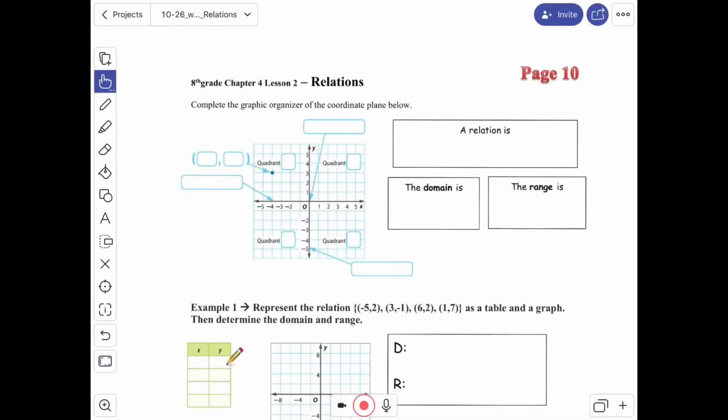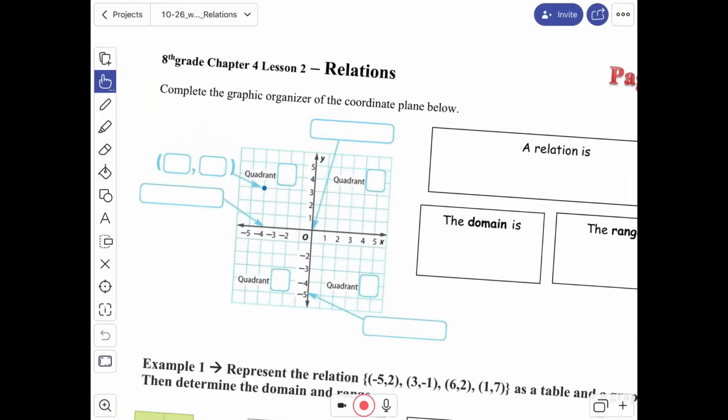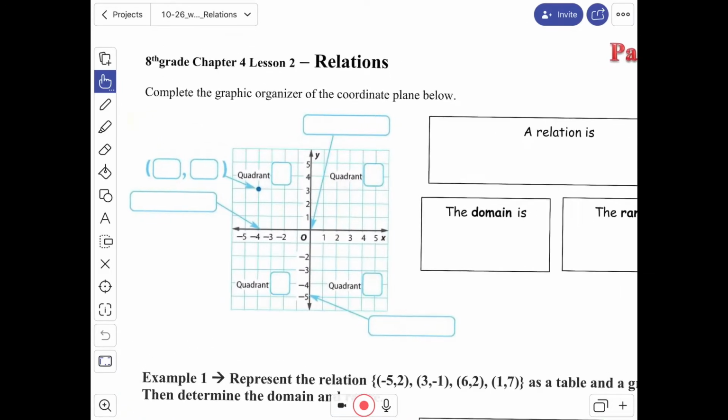Today we're covering 8th grade, Chapter 4, Lesson 2, Relations. No, it has nothing to do with boyfriends or girlfriends. We're going to complete the graphic organizer of the coordinate plane below.